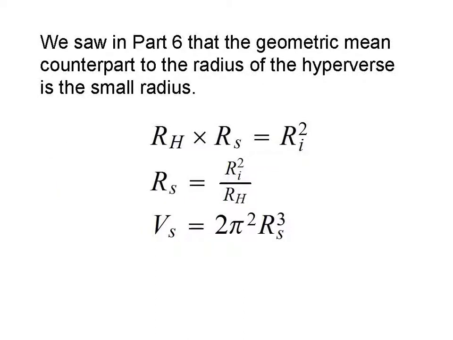We saw in Part 6 that the geometric mean counterpart to the radius of the hyperverse is the small radius. We get this by multiplying the radius of the hyperverse times the small radius, and that quantity will equal the initial radius squared. Rearranging, r sub s, the small radius, is this term here. And we want to know what is the volume taken up by the small radius, and that comes to 2 pi squared times the small radius cubed.